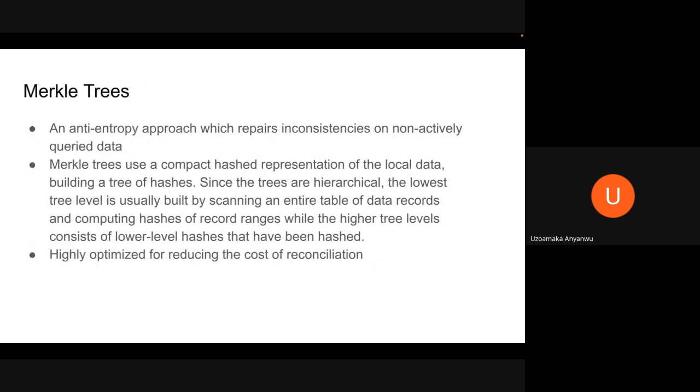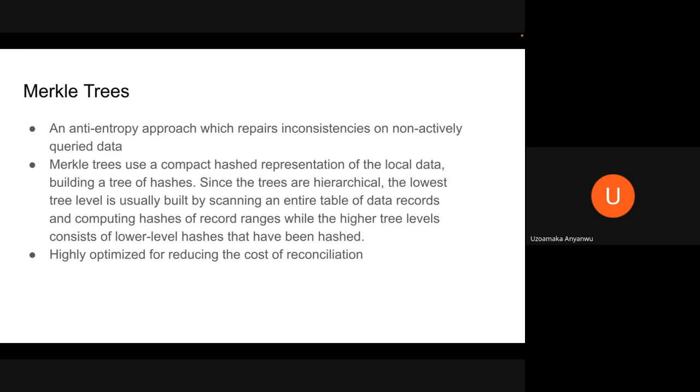So we're going to take a look at Merkle trees. So for read repairs, right? Read repairs are best for currently queried data, while Merkle trees are usually used to detect inconsistencies on data that's not actively queried. So Merkle trees make use of a compact hash representation of the local replica data. So it basically uses a hash tree. So this hash tree is hierarchical in nature, right?